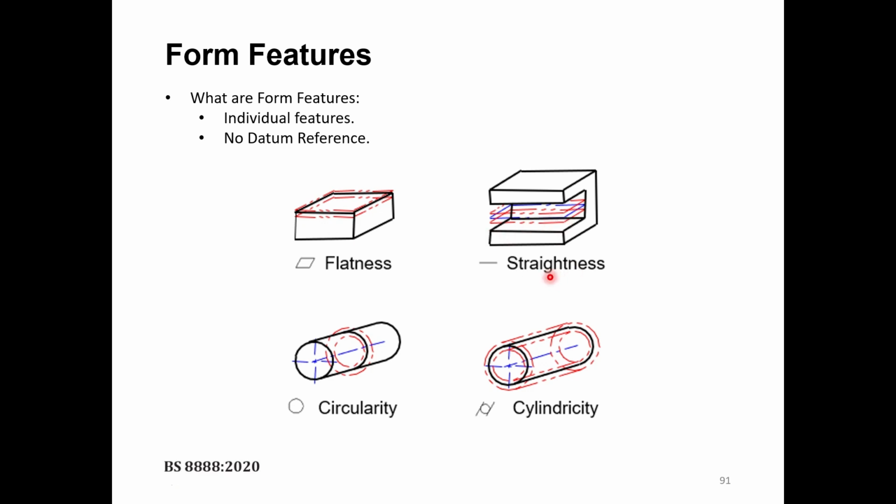The same here for straightness, for example. If we're talking about a specific edge, and then we say the straightness should be within this value. So you draw two lines here, and the blue one here, which is the real one, should be straight within this tolerance.